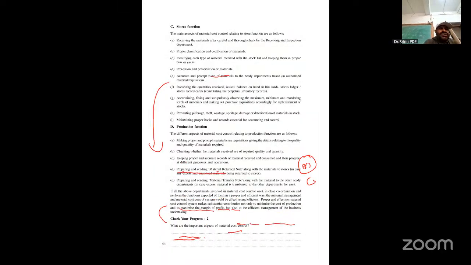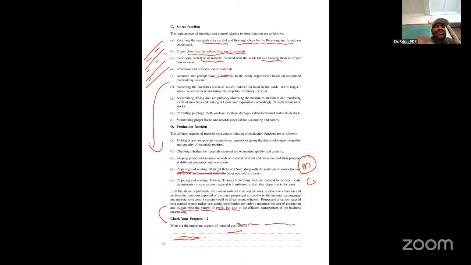So, the stores department is the next level. They receive the stock, receiving the material after careful checking by the receiving and inspection department. Proper classification and configuration are done by the stores function, identifying the type of material received and keeping it in the proper bins. So what do bins and racks mean?